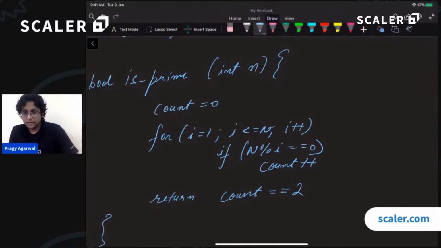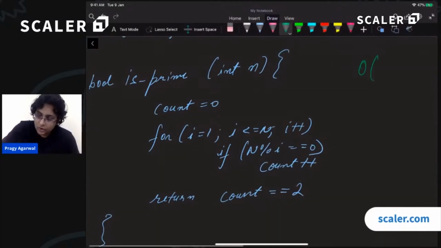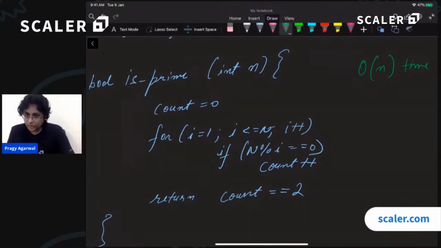Cool. What is the time complexity of this program? This program runs in order of n time. We already know that we can optimize this a lot.